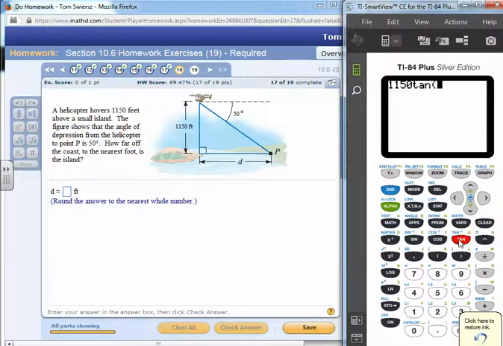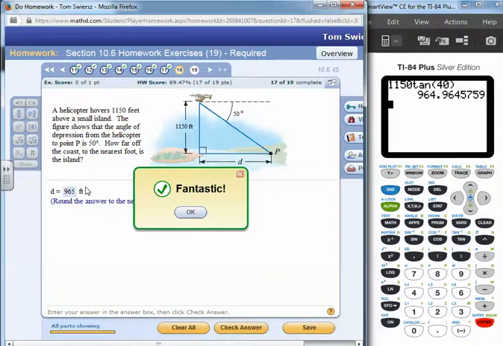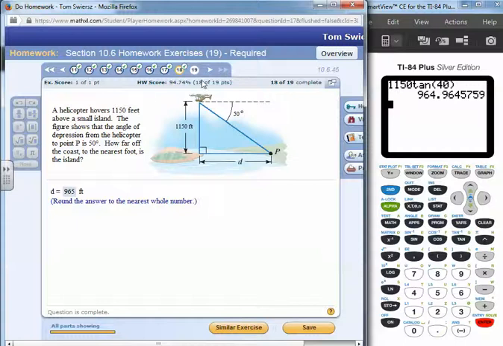1,150, and then the tangent of 40 degrees, right? That's the angle inside. You can just put them in. You don't have to do a multiplication symbol. It'll automatically multiply. But if you put in a multiplication, it'll do it correctly. So, 964.9, rounded to the nearest whole number. So the 0.9 is in the tenths, so we round up, add 1 to the ones, and get 965. All right, very good.